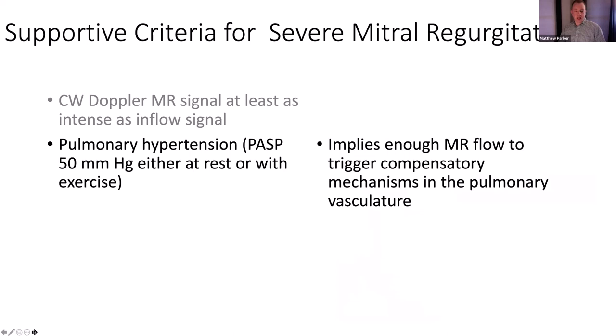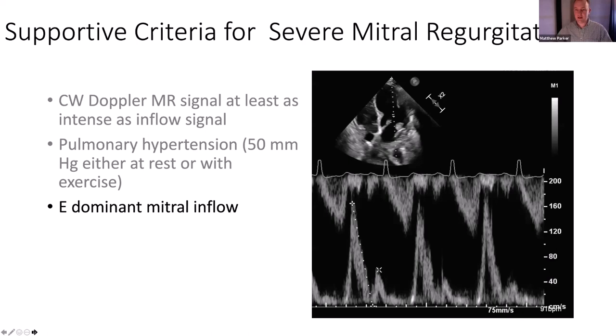Pulmonary hypertension. Hopefully a lot of your patients aren't walking in with pulmonary hypertension from their severe MR, but when it's present, it confirms that the MR has triggered maladaptive mechanisms in the pulmonary vasculature. This one I think is always there. You get it for free, so you should always look at it and incorporate it into your grading. An E-dominant mitral inflow, which should mean an E velocity greater than 120, or even better, like this, when it's an obvious restrictive pattern.